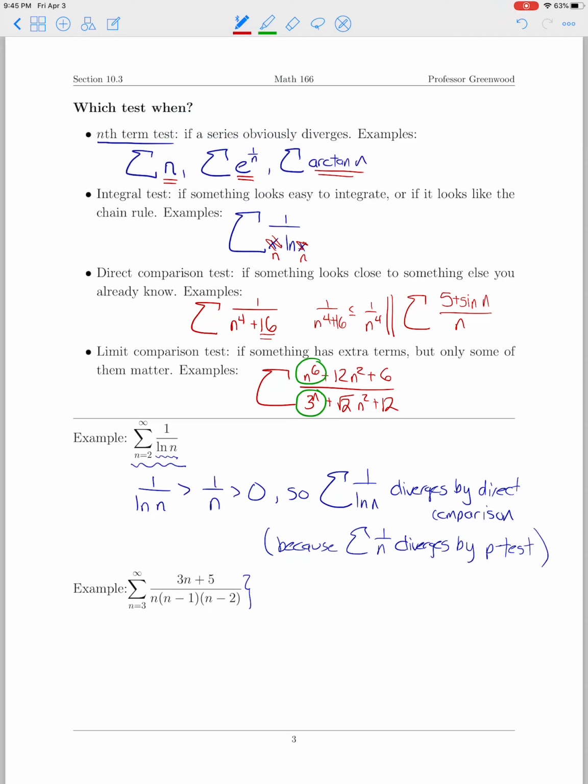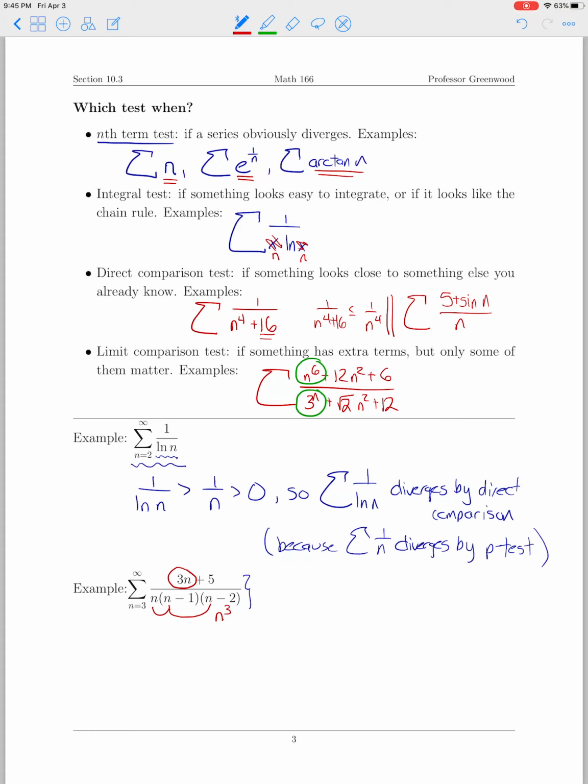And so really what I'd like to do is try and get rid of some of the garbage in the numerator and the denominator to make this easier. And so here I can see that the leading term in the numerator is going to be this 3n, and the leading term in the denominator is going to happen when I multiply these n's together and get n cubed. And so really I can tell that overall the behavior of this is going to be a 3n over n cubed, or roughly 3 over n squared.